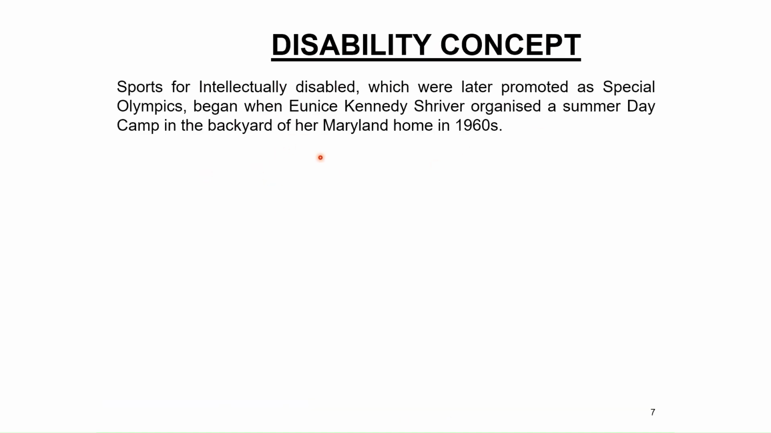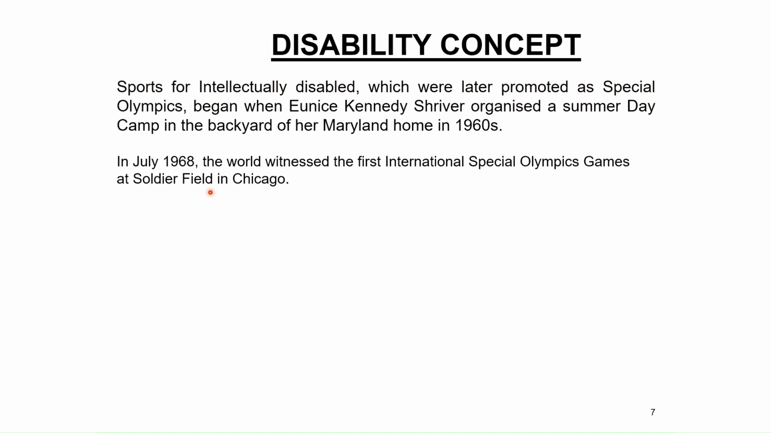Sports for the intellectually disabled were later promoted as Special Olympics. So intellectual impairment or disability comes under Special Olympics. It was begun by Eunice Kennedy Shriver, who organized a summer day camp in the backyard of her Maryland home in 1960. And in 1968, the first International Special Olympic Games were held at Soldier Field in Chicago.